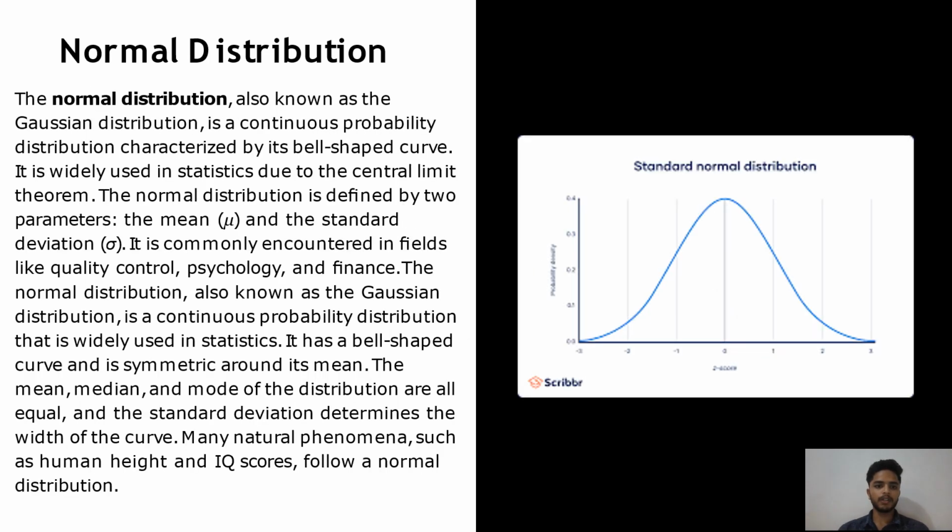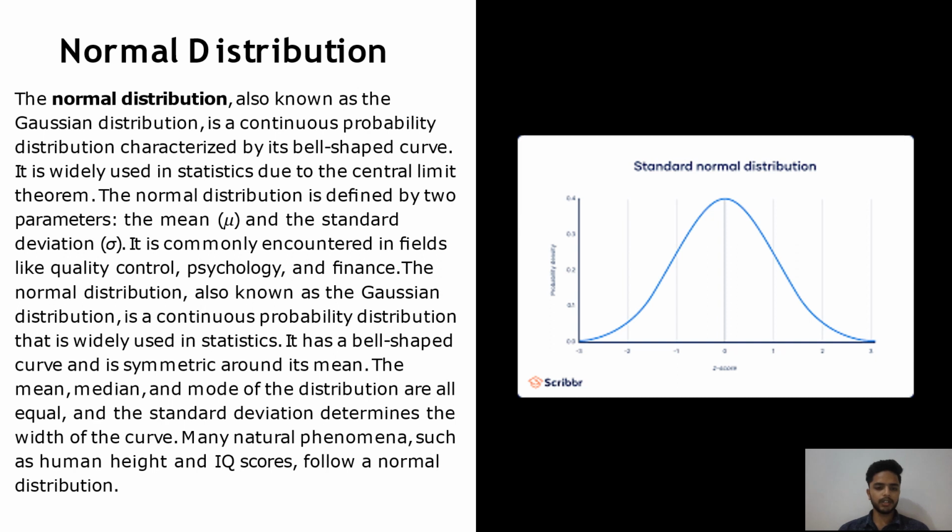Normal distribution. The normal distribution, also known as the Gaussian distribution, is a continuous probability distribution characterized by its bell-shaped curve. It is widely used in statistics due to the central limit theorem. The normal distribution is defined by two parameters, the mean and the standard deviation. It is commonly encountered in fields like quality control, psychology, and finance.